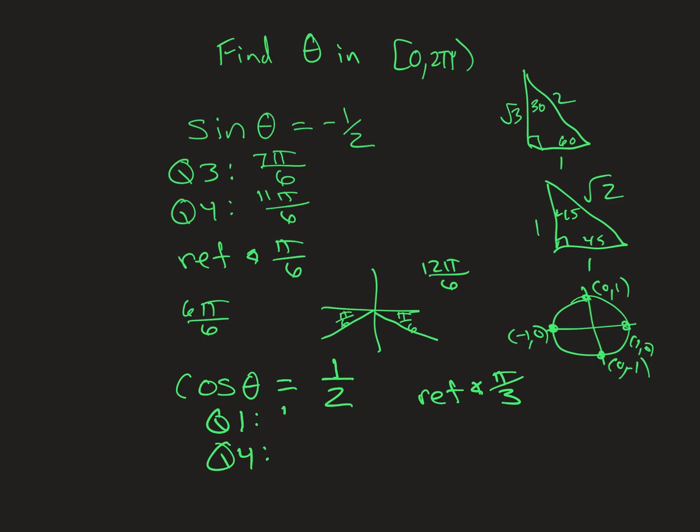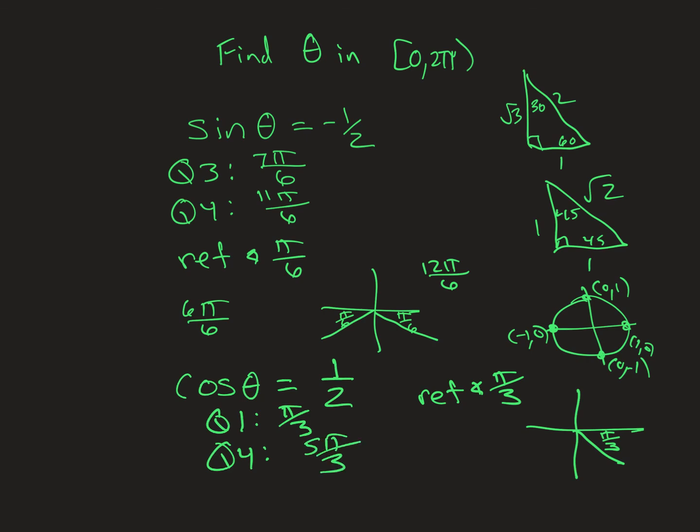So, well, the reference angle is a quadrant 1 angle, so that one's easy. Quadrant 4, so I want my reference angle to be pi over 3. So 6 pi over 3 would be 2 pi. So I want 1 pi over 3 less than that, so 5 pi over 3.